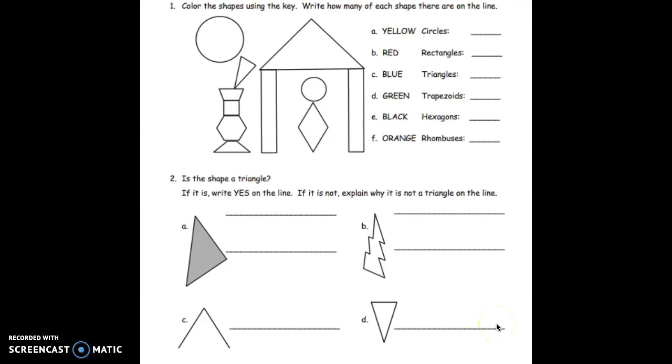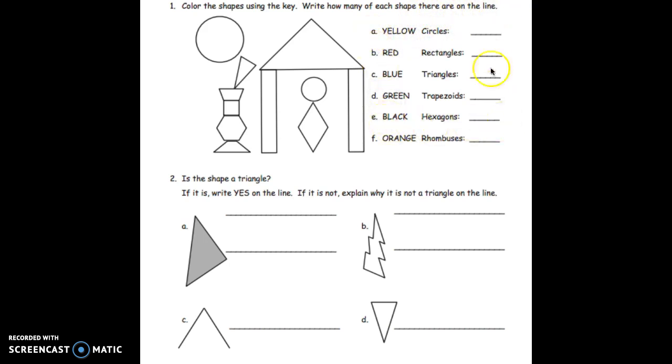Hello, boys and girls. This activity is for Fluency 2, and this is a review activity of all the concepts about shapes that we have been learning about. So for number 1, you need to color the shapes using the key. Write how many of each shape there are on the line.